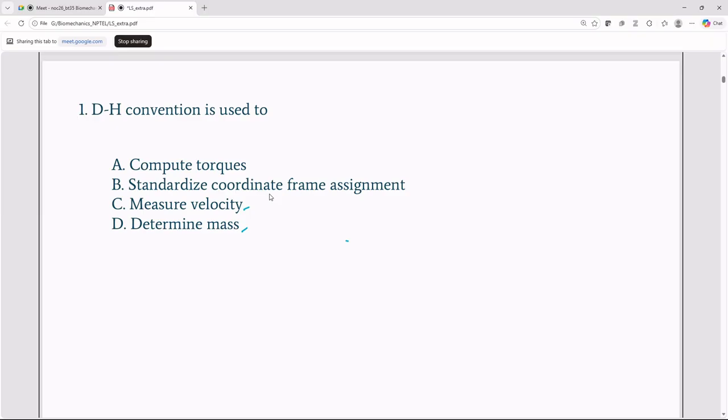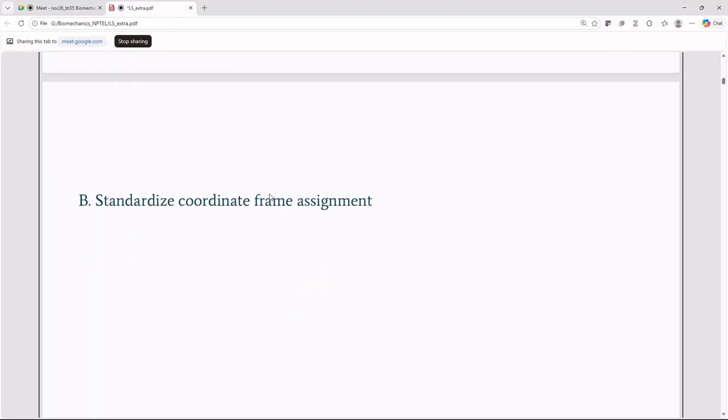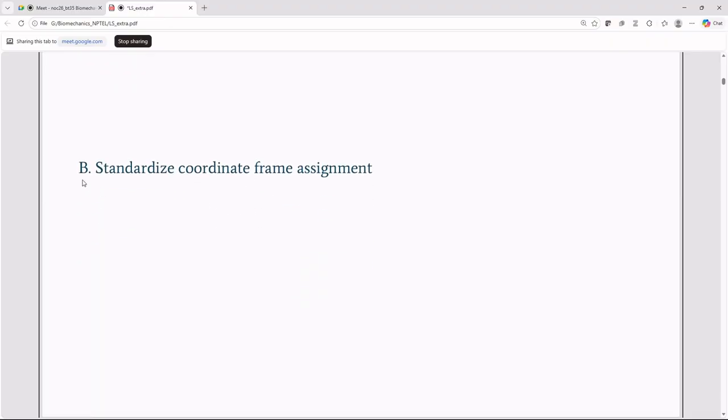Yes, the answer is option B, standardize the frame assignment. DH is the convention of assigning coordinate frames to joints, thereby analyzing the orientation of the links.